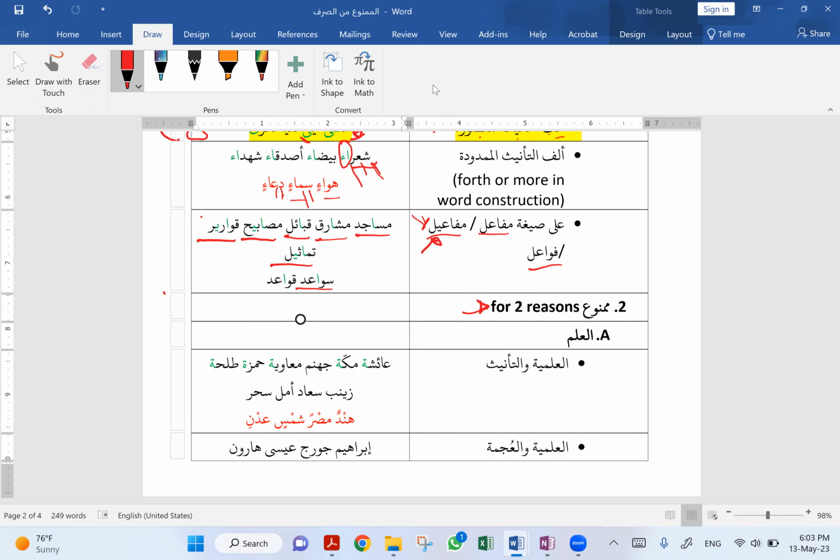And then we have sawa'id, qawa'id, which follow this pattern. So when you have broken plurals that follow this pattern, then they become partly flexible. I think that's very clear. We are familiar with this one. You just need to memorize mafa'il, mafa'il, and fawa'il, basically. Those 3. Okay? Any questions on that?